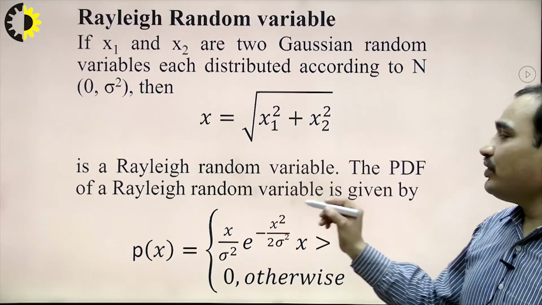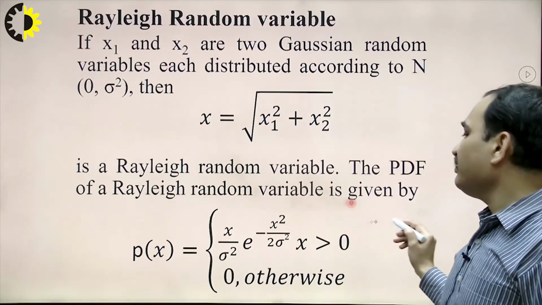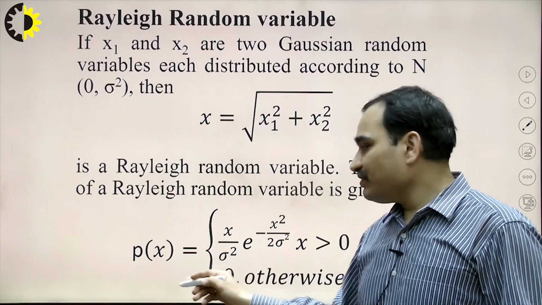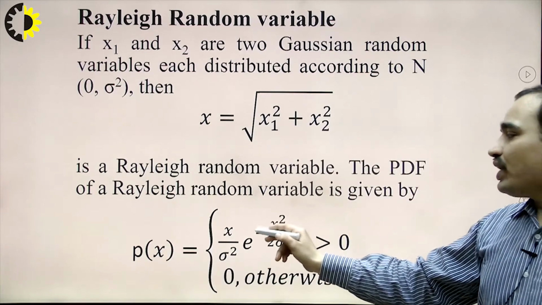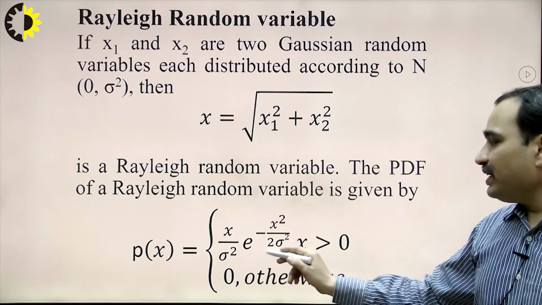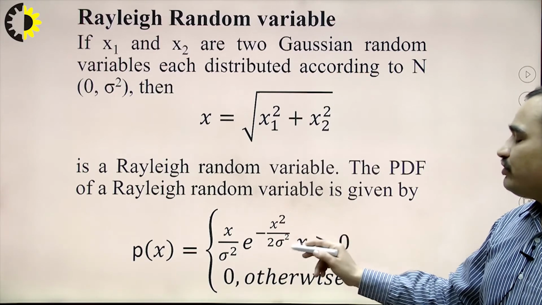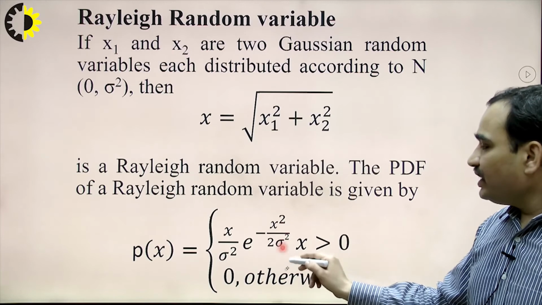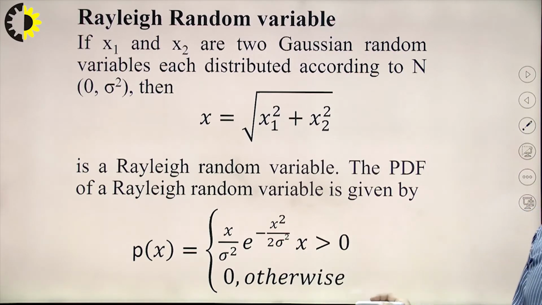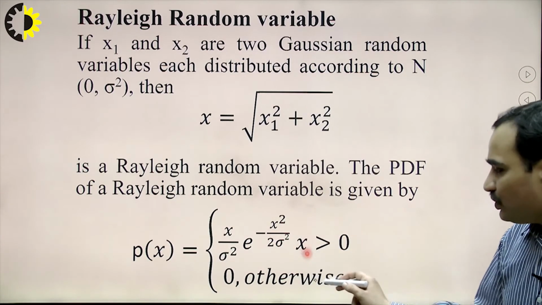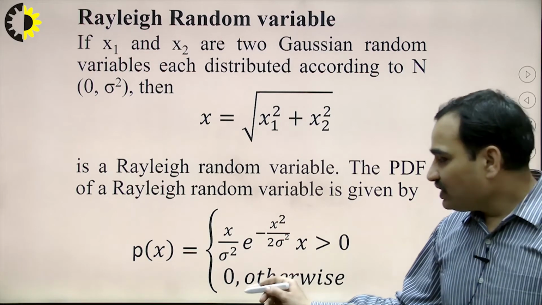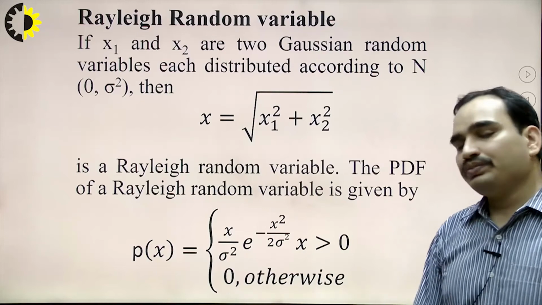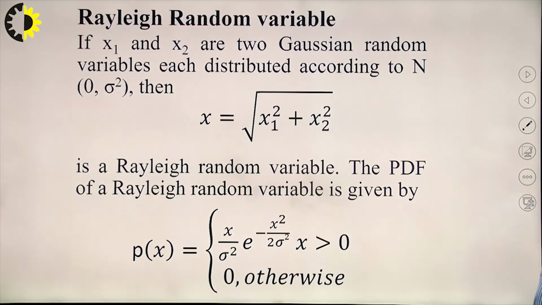The PDF of Rayleigh random variable is given by the probability of x, that is equals to x by sigma square exponential of minus x square by 2 sigma square, where the value of x should be greater than 0. For value less than 0 or equal to 0, the probability will be 0. So this is how we define the Rayleigh random variable.